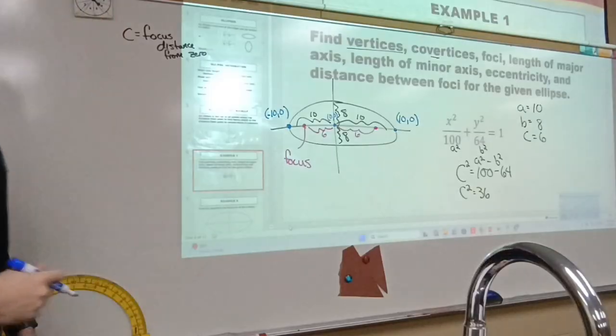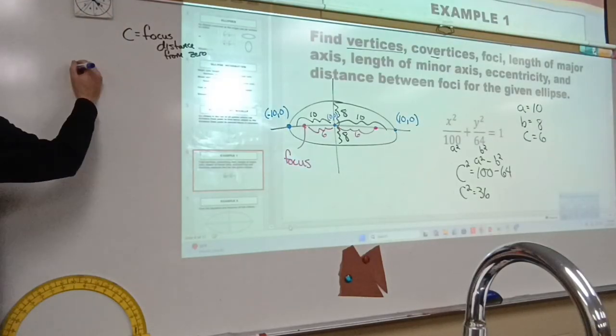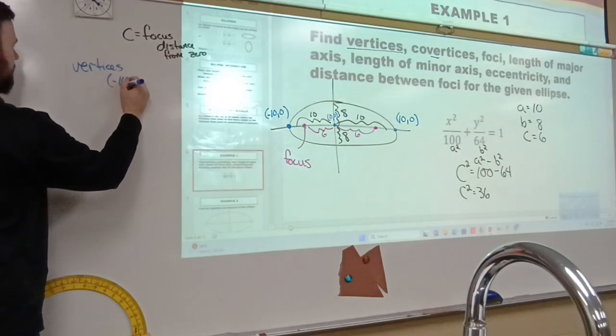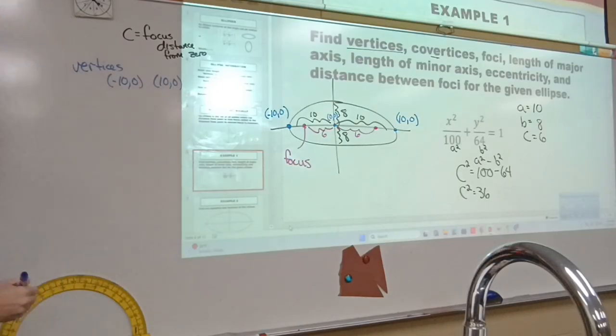So my vertices are negative 10, 0 and 10, 0, right? You don't have to draw it, but you'll have to label the vertices. Like, tell me what they are.